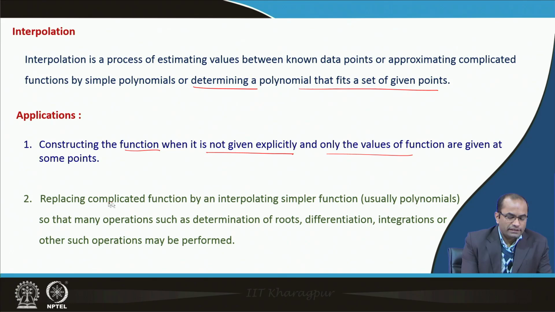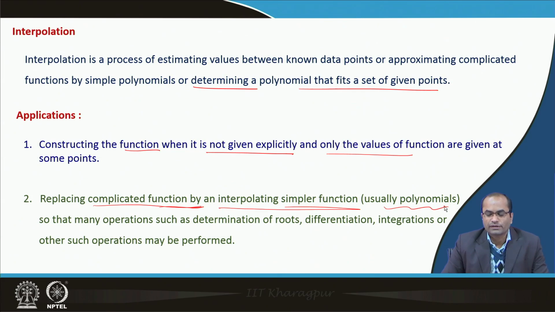The second one is replacing complicated functions by interpolating simple functions, and usually these simple functions we take to be polynomials, because polynomials are really simple functions, and many operations on them, such as the determination of roots, differentiation, integration and many other operations, can be performed easily. So, given a complicated function, we will approximate it by some polynomial of some degree, and then we can approximate the roots, or we can do the differentiation, integration, etc. Such operations can be performed.